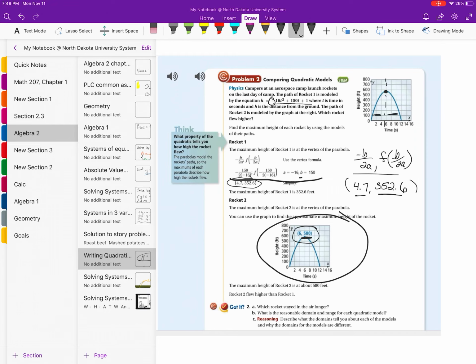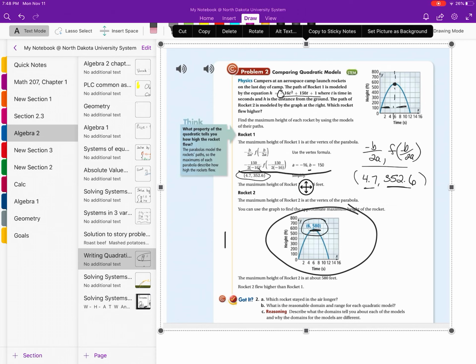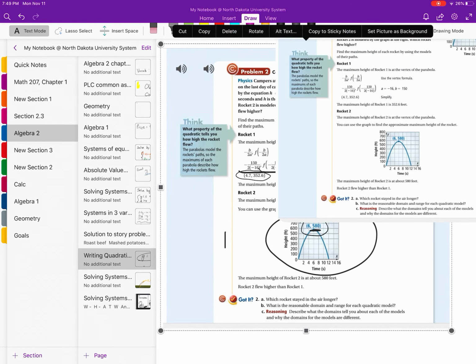So let's look at the got it question. I want to answer this question about which rocket stayed in the air longer. How are we going to tell that? I mean, again, it looks like they both kind of were in the air for 12 seconds. But if you, again, use the information about the axis of symmetry, and we know that the axis of symmetry goes through the vertex, and we know that the x-coordinate of that vertex is 4.7. That means it's 4.7 from the origin to this point, right?